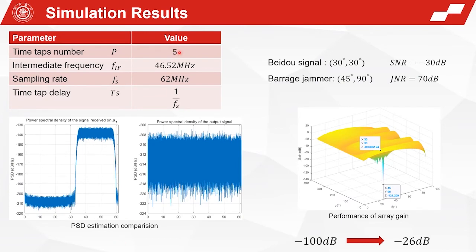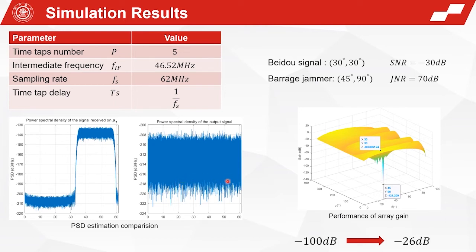In the simulation experiments, the array structure is the cylindrical antenna array shown before. The received signals are then converted to intermediate frequency and then sampled with proper sampling rate. The Bechdel signal SNR used in the following simulation is set to -30 decibels, and the jammer noise ratio is set to 70 decibels. The first experiment is used to demonstrate the interference separation performance of the proposed method.